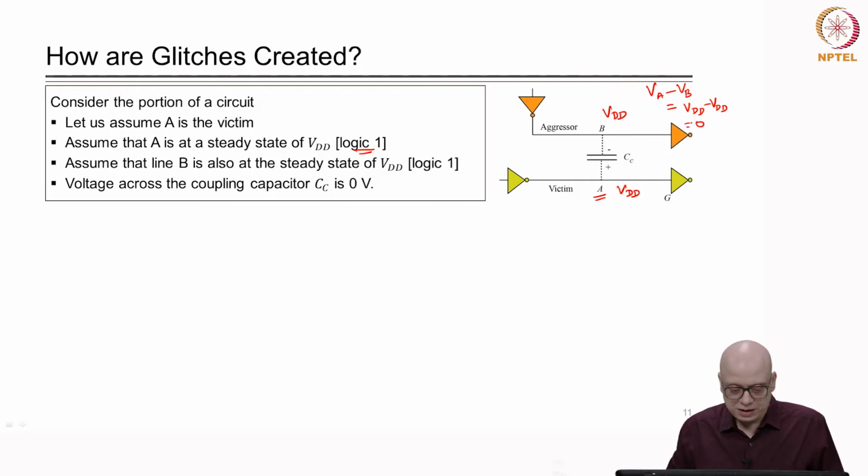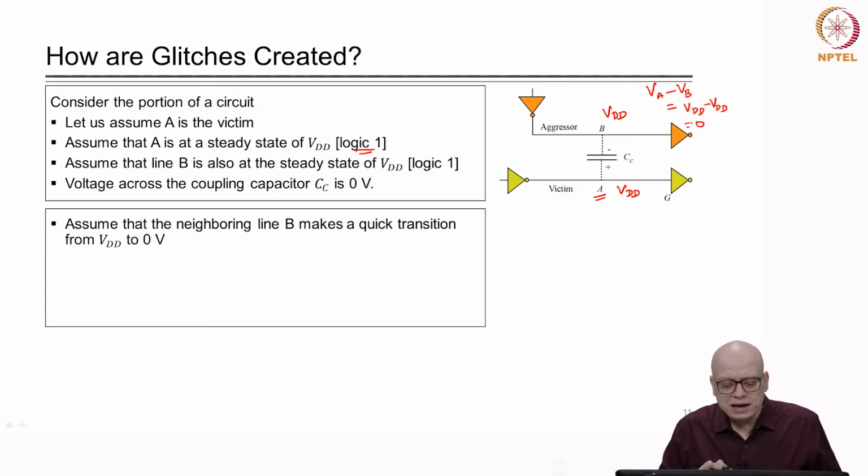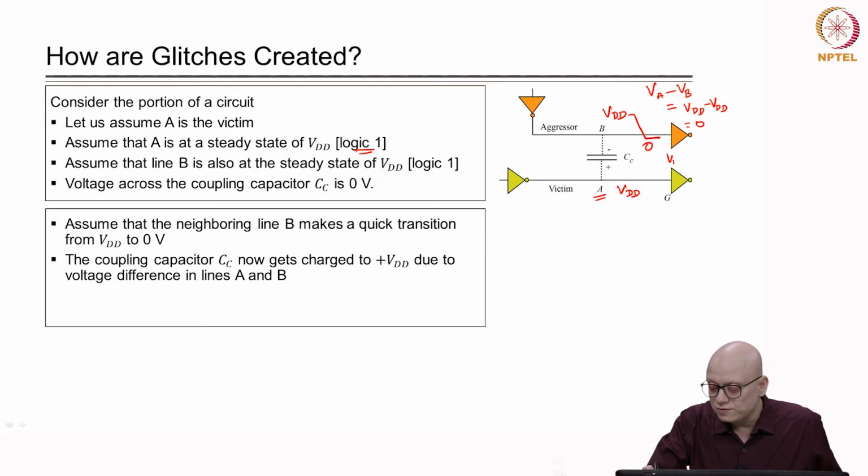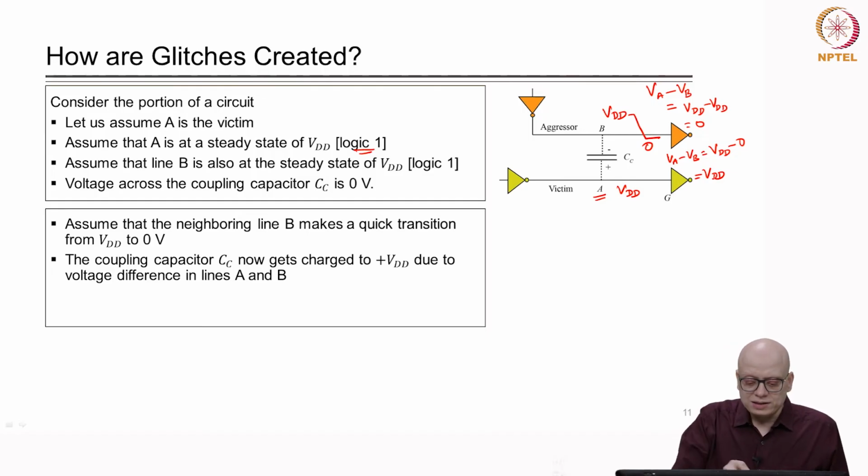equal to 0 volt. Now, assume that the neighboring line makes a quick transition from VDD to 0. In this case, the coupling capacitor now gets charged. What will be the VAB? VA minus VB will be VDD minus 0 volt. After the transition the VB line becomes 0, so we have VDD. The coupling capacitor now gets charged to VDD due to the voltage difference between lines A and B.